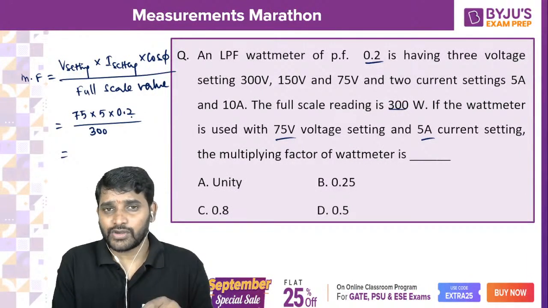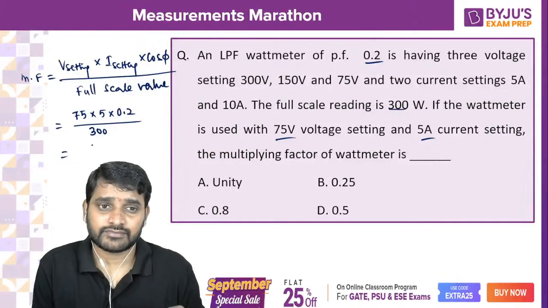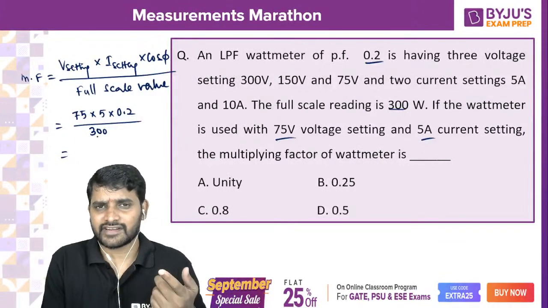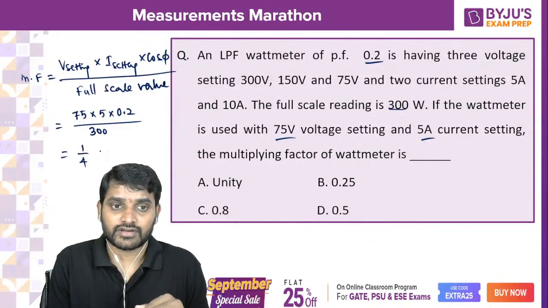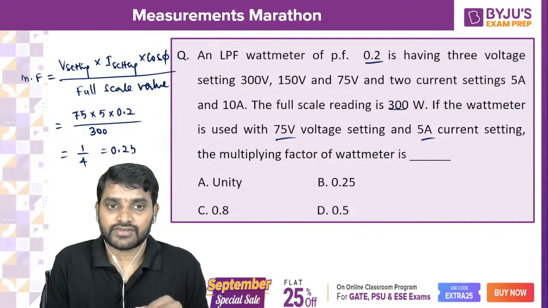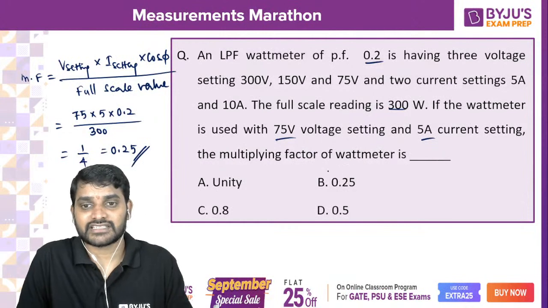So 5 into 0.2 into 75 divided by 300. 75 divided by 300 is 1 by 4. So I am getting around 0.25. This is my multiplication factor.